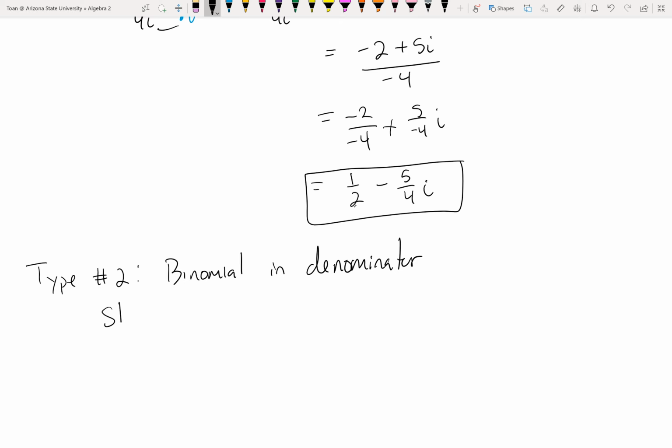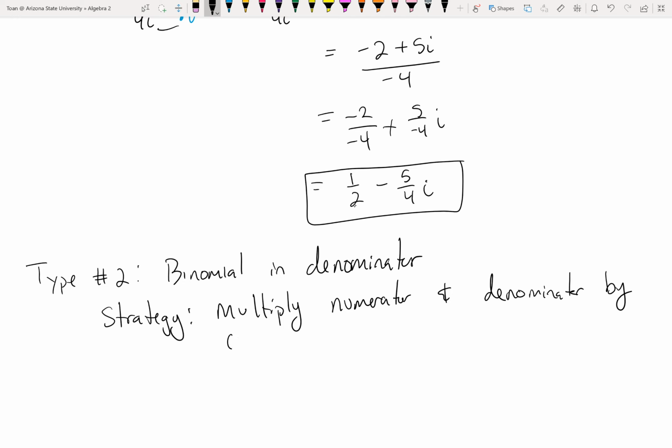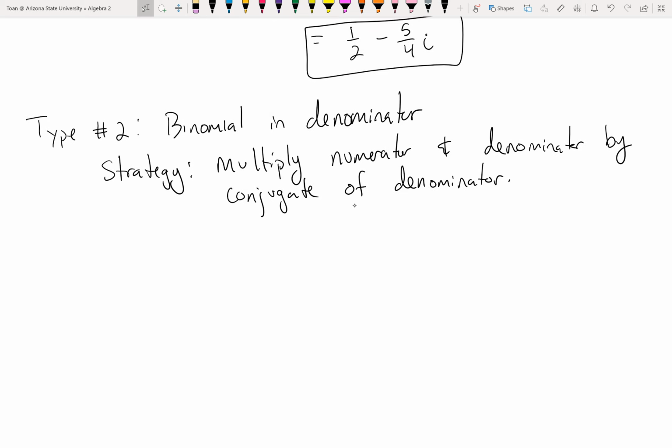And the strategy is to multiply the numerator and denominator by the conjugate of the denominator. So this is why I sort of talked about the vocab word conjugate. If there are two pieces in the denominator that you're dividing by, you have no choice. You got to multiply by the conjugate.